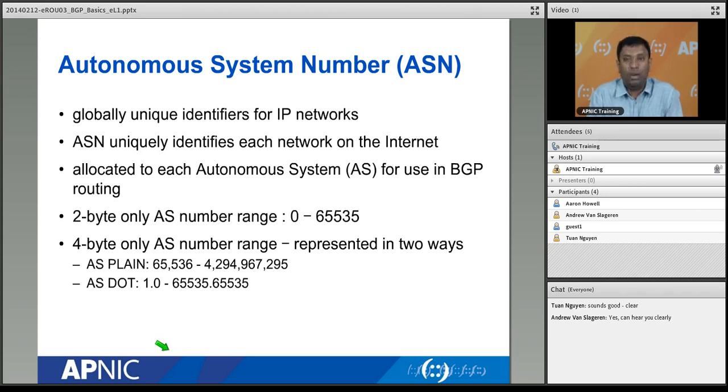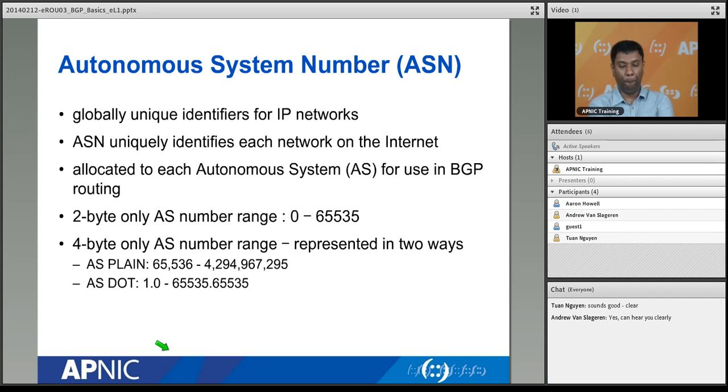Initially the autonomous system number was 2 bytes, or 16 bits. Since it is 16 bits, 2 raised to 16 can give you around 65,535 autonomous system numbers. But as you see, the internet is growing, and we already have around 50,000 ASes in use. So for future growth, the IETF has introduced a new autonomous system number which is double the size. It was 16-bit before; now the new autonomous system number is 32-bit.